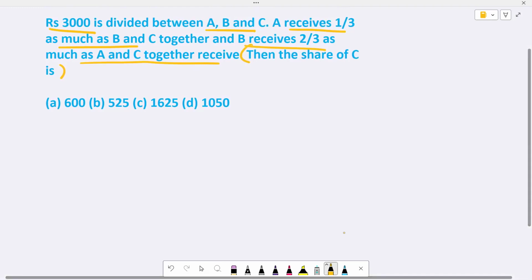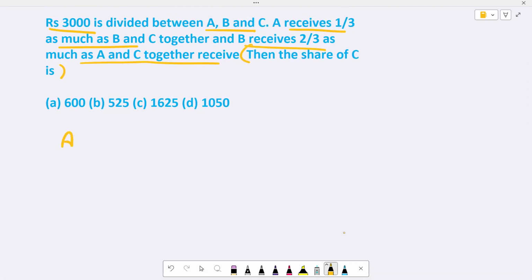And now we can just start making the ratios. A receives 1/3 as much as B and C together. So we can write here. See, this method, the second method that I showed in the previous question, might get lengthier. It needs a bit of speed to solve, but this particular method, the first method, is a kind of shortcut trick that can help us reach the answers in a more quick manner.